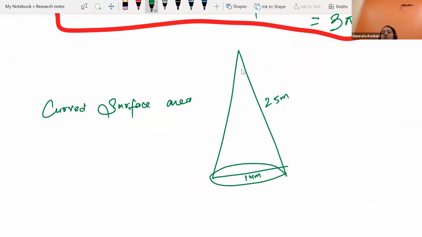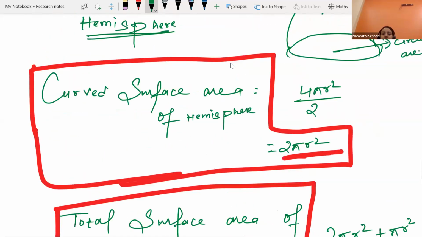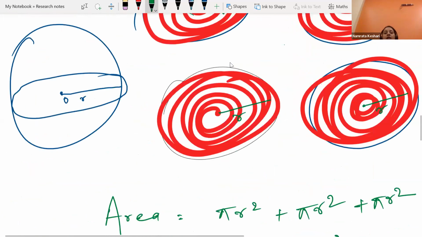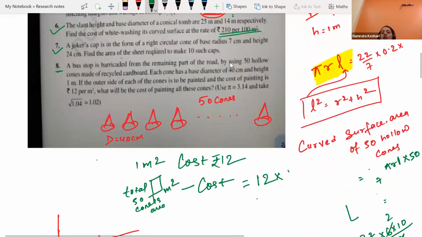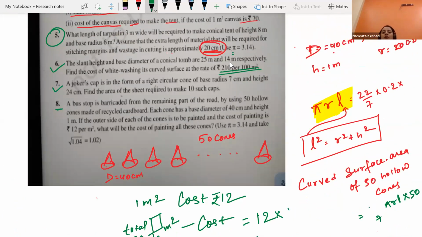Okay, first we have to find the curved surface area. Formula we know for curved surface area of cone is pi r l. Okay, r is known, l is known, we'll be able to find the curved surface area. After finding the curved surface area from here, that will be in meter square. Here it's given: what will be the total cost of whitewashing the curved surface at the rate of rupees 210 per 100 meter square.